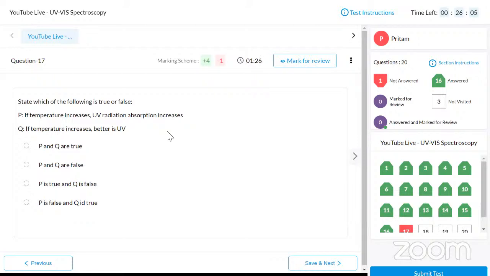So that is the reason why you have to maintain optimum operating conditions when you are using the UV spectrophotometer. Because both the bathochromic shift and hypsochromic shift will not help you evaluate the exact, accurate lambda max of your compound. And option Q statement said that if temperature increases, better is the UV. Better is the UV means what? Better is your UV analysis. So basically, if temperature is increasing and a bathochromic shift is happening, then obviously you are not going to get the exact lambda max value.